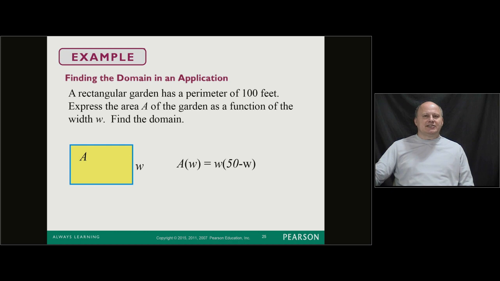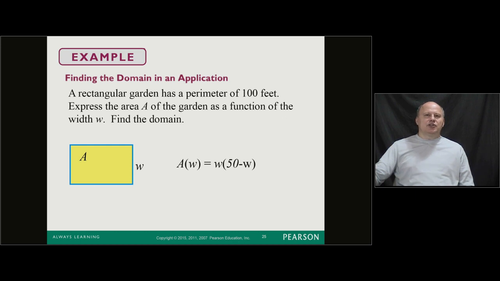And the reason it's 50 minus W is because if the perimeter is 100, then the adjacent sides have to add up to 50. So any two adjacent sides on a rectangle is half the perimeter, because 50 on the adjacent and the other two adjacent are also 50. And so since the width is W, the length is whatever's left, and that's going to be 50 take away W. Now you can distribute that out if you want to, and get 50W minus W squared, and that would be perfectly fine.